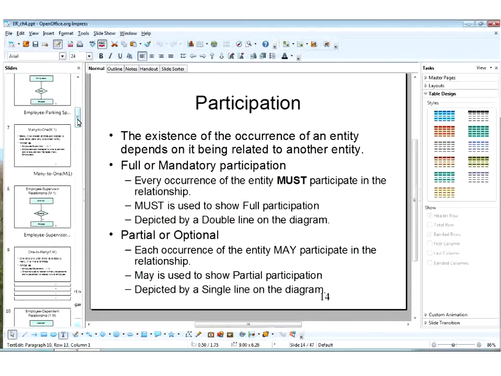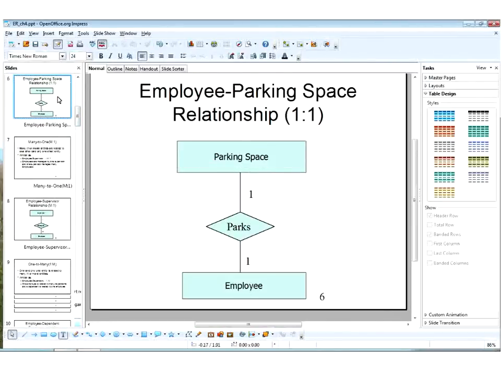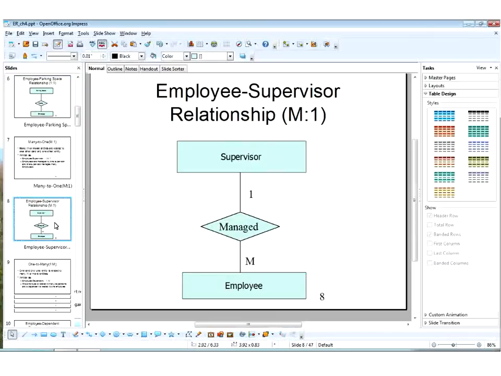So if we go back up here, what do we have? Employee and parking space. There's a one-to-one, and it is partial on both sides. An employee may park in one and only one parking space. A parking space may be parked in by one and only one employee. Okay? Same here with employee and supervisor. Employees may be managed by one and only one supervisor. A supervisor may manage one or more employees.